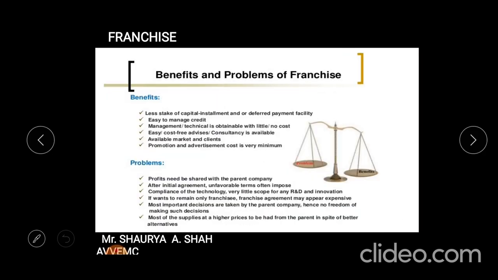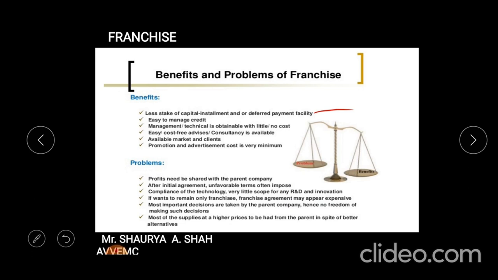Okay. Now moving on to the benefits and problems of franchising. Now what are the main benefits that you need to study? What are the advantages of it? The very first among that is less capital investment and deferred payment facility. Now when you are entering the franchise agreement, you need to pay first the deposit amount, a certain amount which the company will keep.